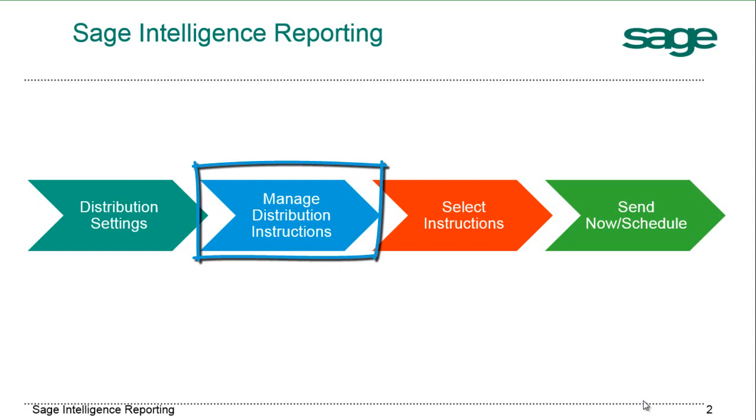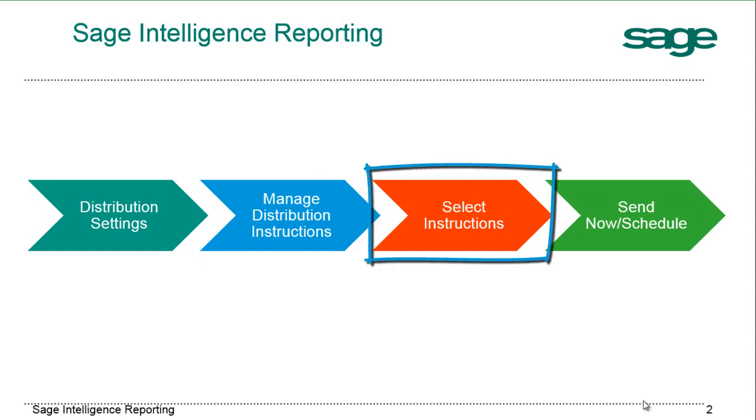The next step is to manage your distribution instructions. These instructions save time by sending reports along with pertinent information automatically to the right people using your chosen electronic method. The next is to select the instructions. Once the distribution instruction has been set, the instructions need to be linked to the report, and the worksheet which the instructions must apply to needs to be selected.